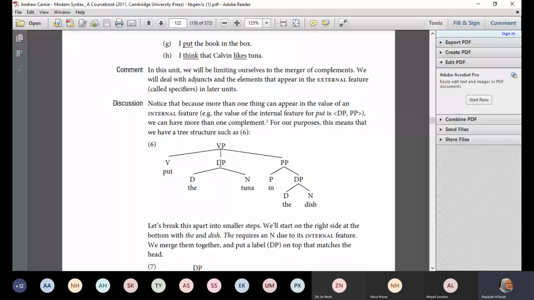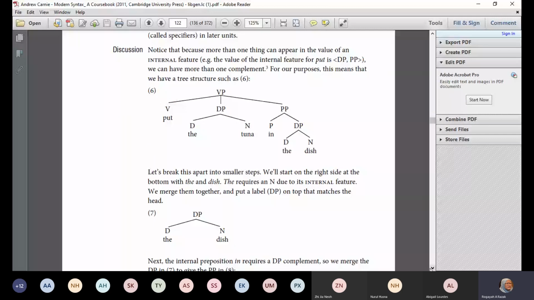Then we can draw the VP phrase, which has the V, the D, and the PP. That is also called a C merge. Why is it called a C merge? Because the verb is the head of the VP. So the verb is the head, and then the verb takes on the complement DP and the complement PP. And this is how we represent the fact that the verb has these two complements. So let's break this apart into smaller steps.